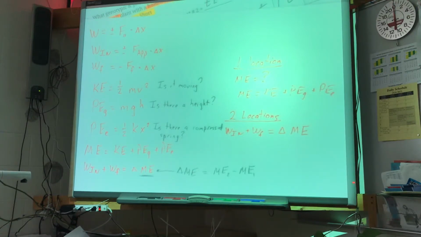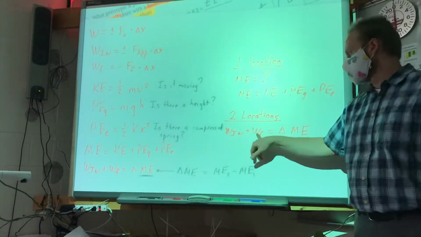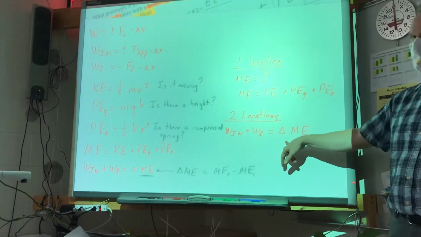Then, what we are often doing is comparing 2 locations. When we compare 2 locations, then we use the long equation. That's when we use the work in plus the work done by friction is equal to the change in mechanical energy.